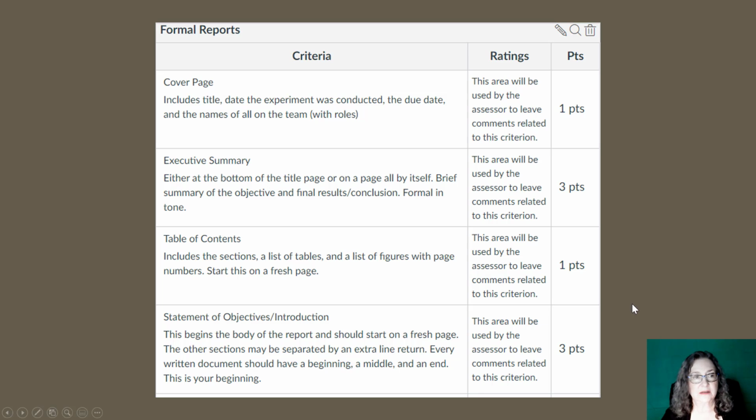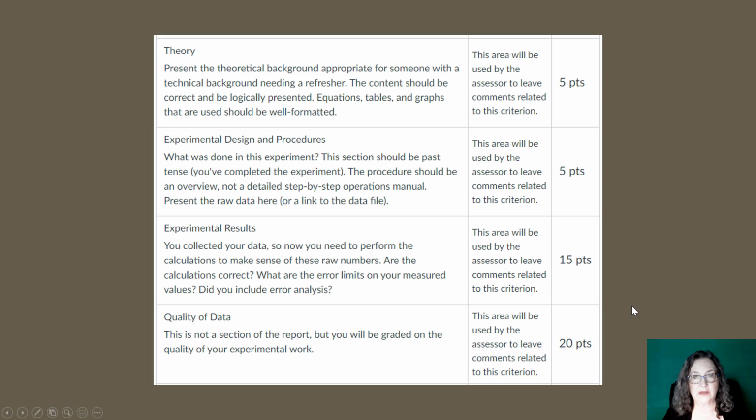Now, the next section is the theory. So you want to give the theoretical background. It needs to be appropriate for someone who has a technical background. Remember, you're writing this basically to the CEO. They have a technical background, but they probably haven't used it in a while, and so you need to give a refresher. You don't want to talk down to them, but you want to make sure that it is complete enough so that they really do see the theoretical foundation of what it is you're doing. Okay? Obviously, the content needs to be correct, and it needs to be logically presented.